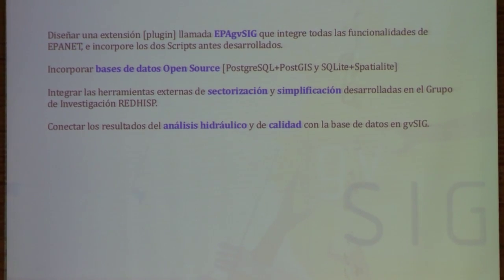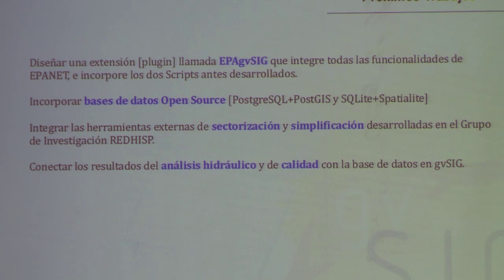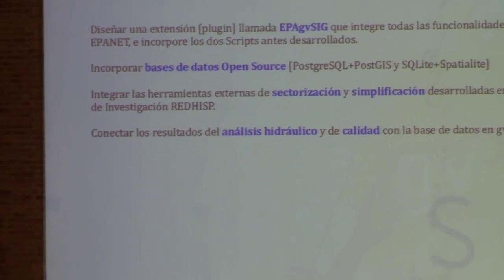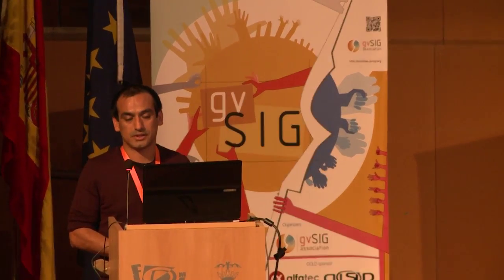Now, future work. We want to create an extension or a plugin, which integrates all the functionalities that EPANET has, and to incorporate the 2 scripts which have been previously developed. Then I'd also like to incorporate open source databases like PostgreSQL, PostGIS and SQLite, as we already have sectorization and simplification tools. We just want to incorporate these within these future developments.